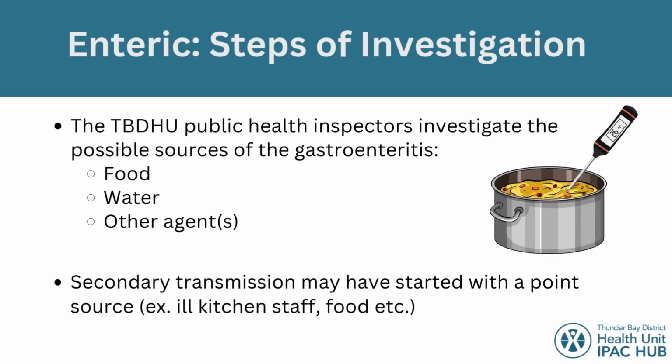Now we're going to discuss steps within an enteric outbreak investigation. The Thunder Bay District Health Unit public health inspectors may respond to enteric outbreaks in order to try to rule out a common source causing the outbreak and prevent further spread. If many people become ill at the same time, this may indicate one main source, and a kitchen inspection and samples may be required to determine if there is contaminated food, contaminated water, or an ill person working in the kitchen. Public health inspectors may also be included if a specific agent is identified that is a parasite or bacteria commonly associated with food or water.